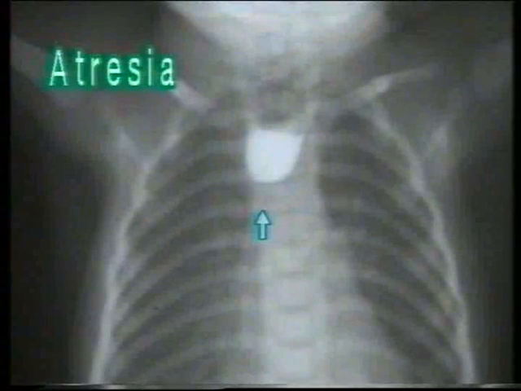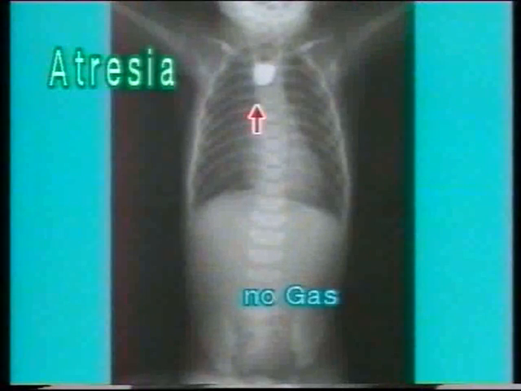In this case, once again, we see a blind esophagus in the upper thorax in a newborn child. The abdomen, however, shows no gas shadows. It means that there is no communication between the lower esophagus and the trachea. So this is esophageal atresia without tracheoesophageal communication.